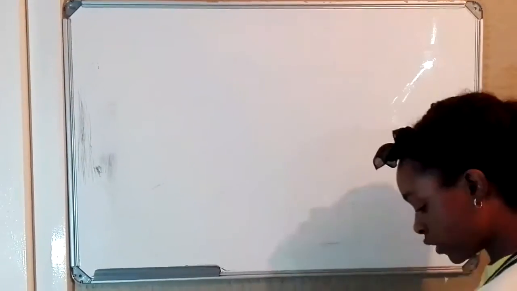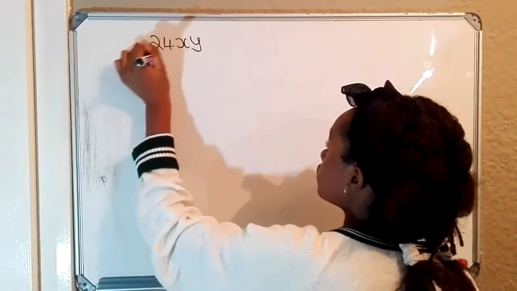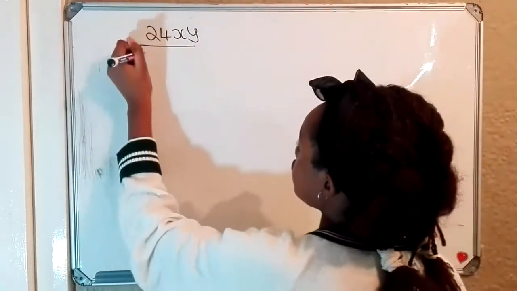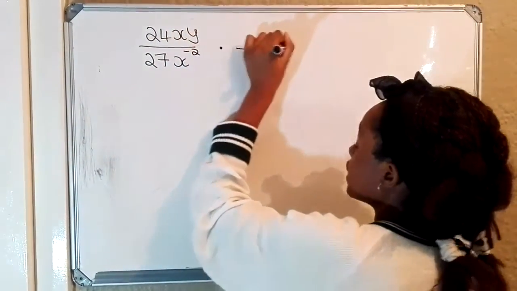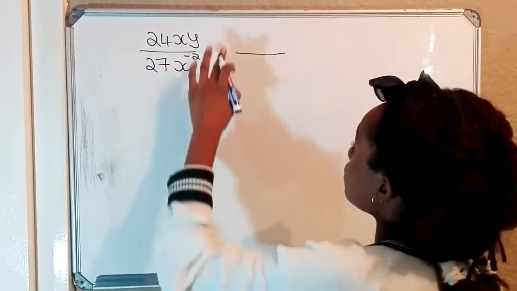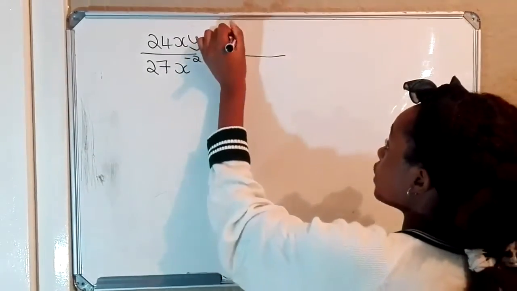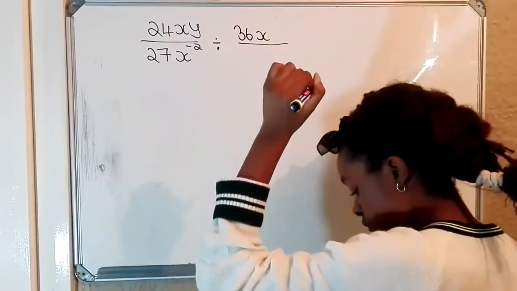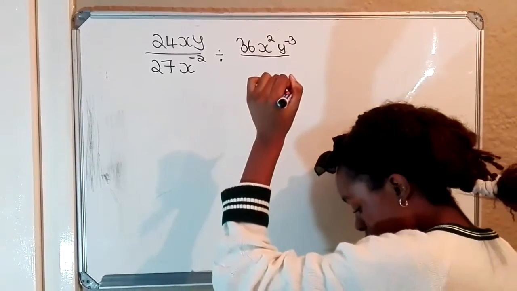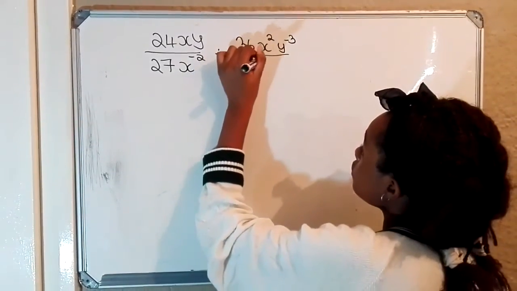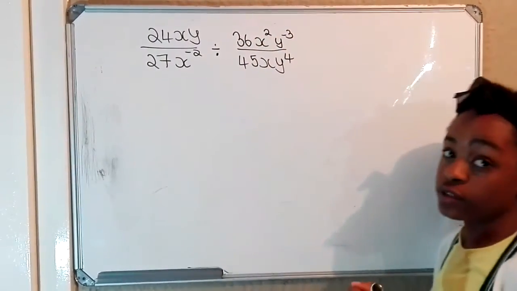Okay, guys? Okay, so here's another one. Say we have 24xy over 27x^-2, divided by 36x^2 y^-3 over 45xy^4. Feel free to pause the video and try this on your own.